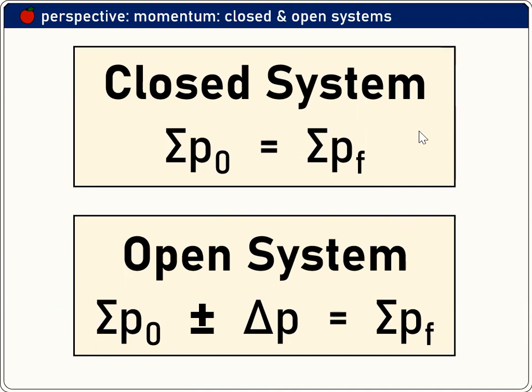Closed and open system from a momentum perspective. So this says momentum is conserved in a closed system, right? Now, if you have an open system, you can get an impulse. So the initial momentum, the sum of momentum, plus or minus some impulse, change of momentum, gives you your final momentum, right? You get an impulse from force times time interval. Right?